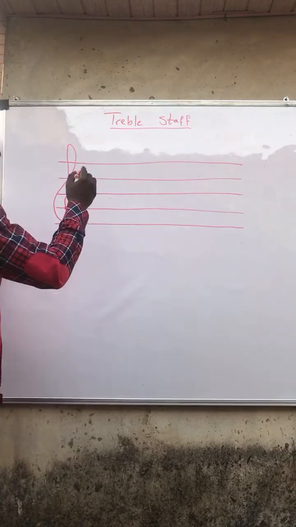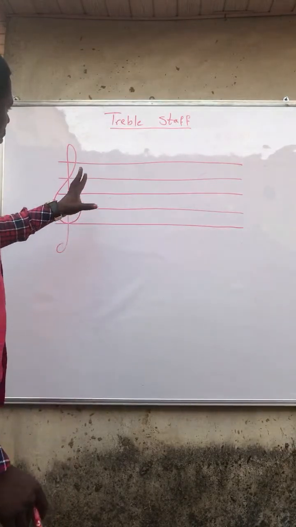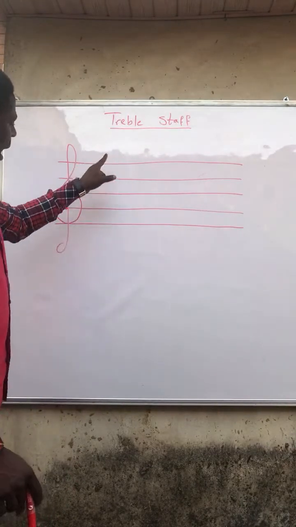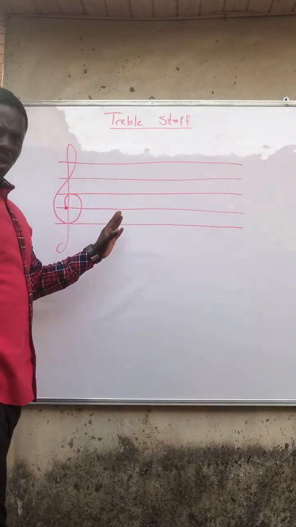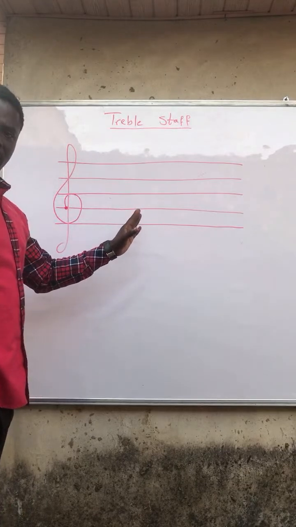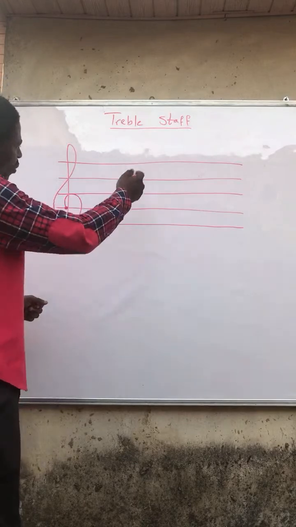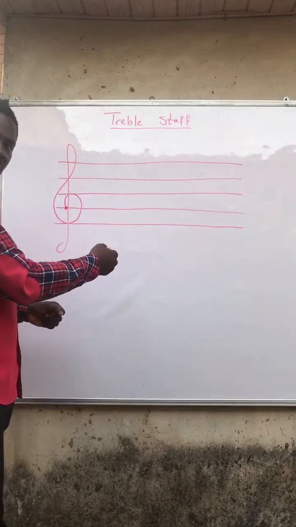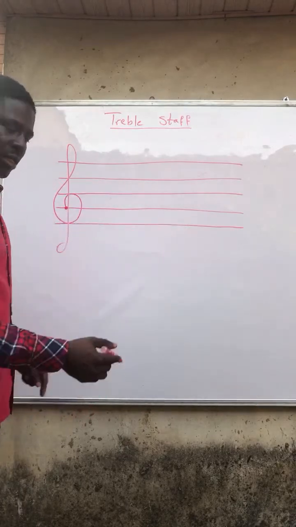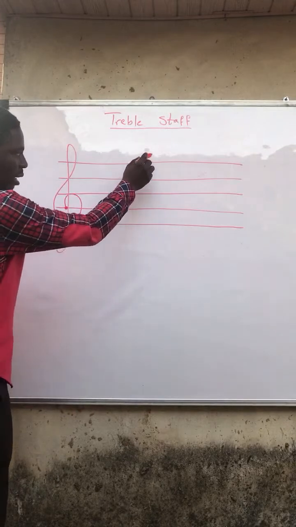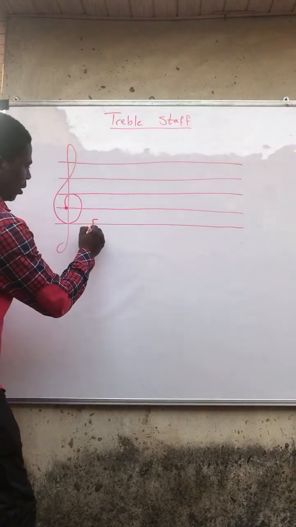So now, after this, where I'm going to stop today, I'm going to write the alphabet. Both the lines and spaces have what we call alphabet. I told you we have 7 alphabets in music: A, B, C, D, E, F, G. Each of these lines and spaces has an alphabet. So the first line, don't forget, this is line 1, line 2, line 3, line 4, and line 5. The first line is alphabet E.